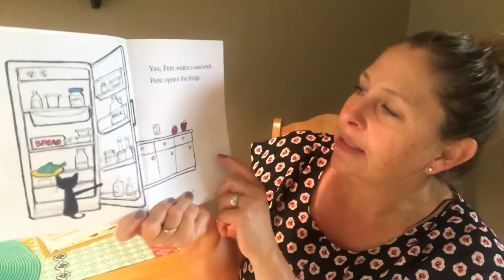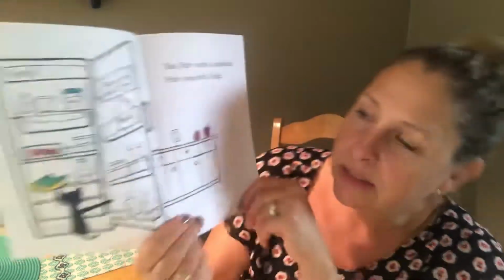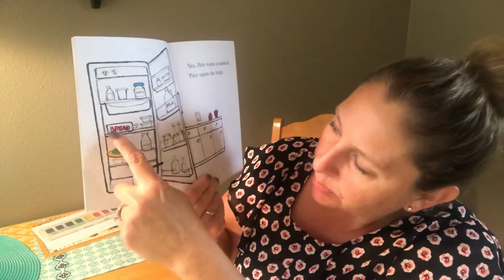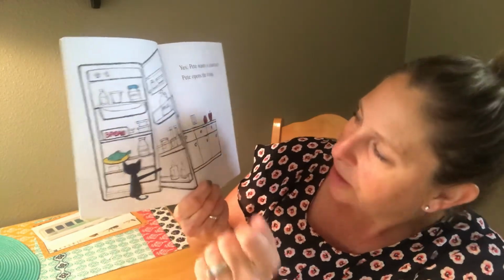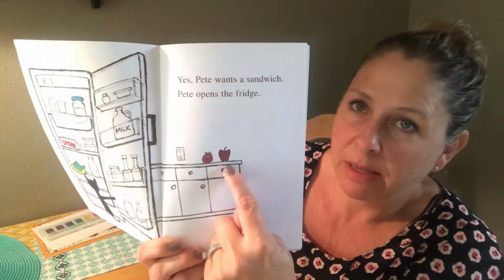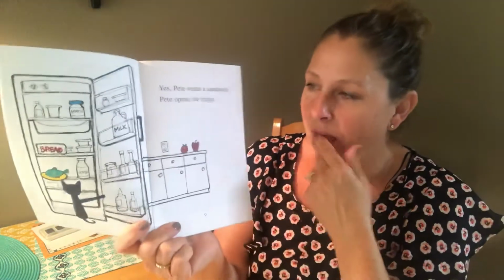Yes, Pete wants a sandwich. So Pete opens the fridge, and here's what's in his fridge. So he has mayo, milk, bread, fish, and then over on the counter he has a tomato and an apple. Okay, so he's trying to think, what is he going to use for his sandwich?